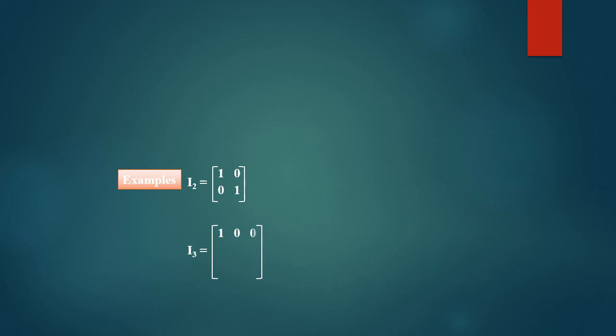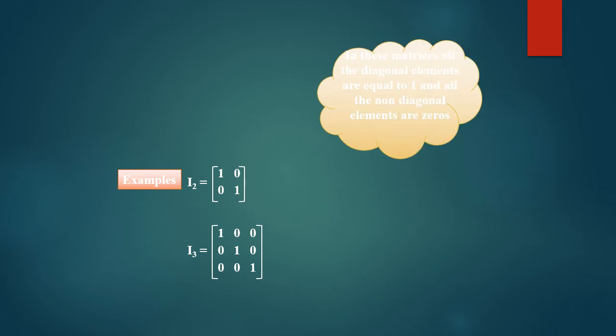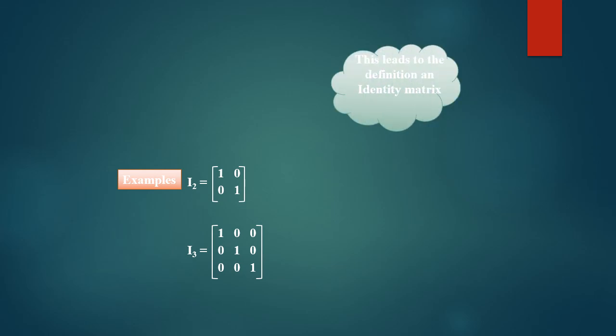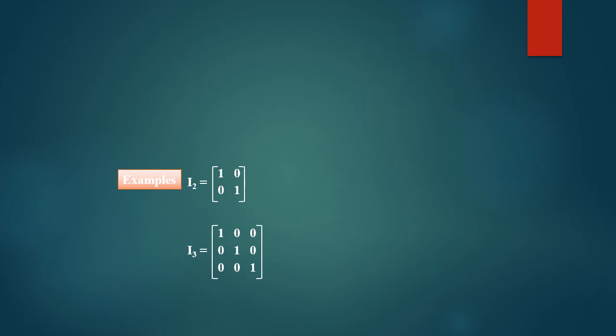Next, consider the matrices I2 equal to 1 0 0 1, and I3 equal to 1 0 0, 0 1 0 and 0 0 1. So in these matrices all the diagonal elements are equal to 1 and all the non-diagonal elements are zeros. This leads us to the definition of identity matrix.